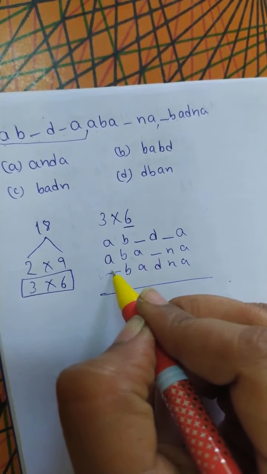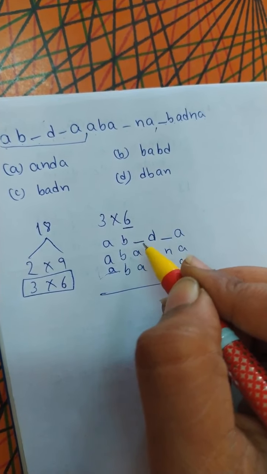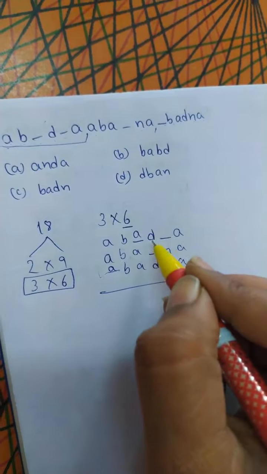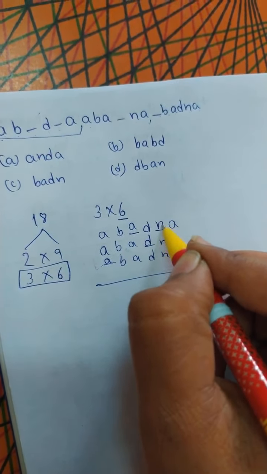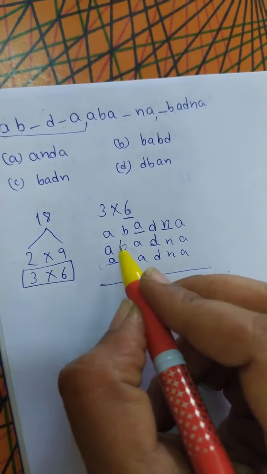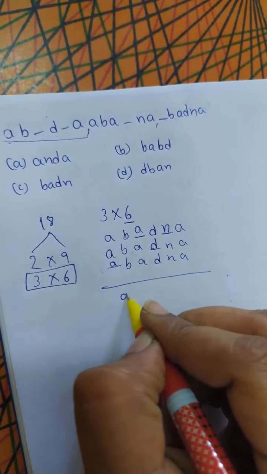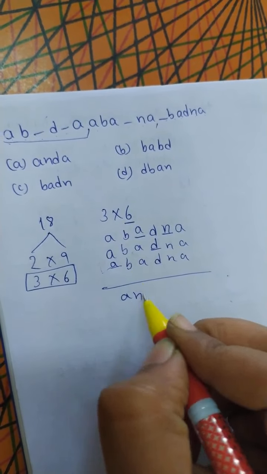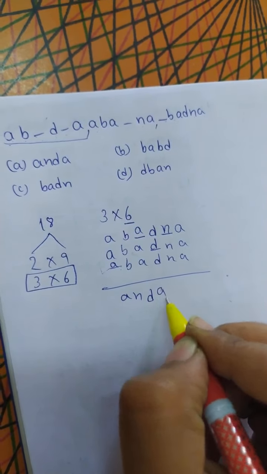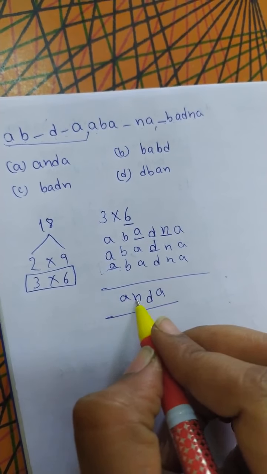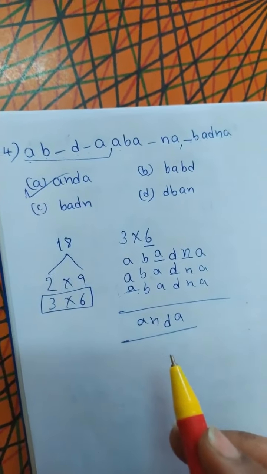Here in this line we have A. So, here we get A. In this line we have A's, so A. In this line we have D's. In this line we have N. So, in the series we get first A, next N, next D, and last A. So, the answer is ANDA. Option A is correct.